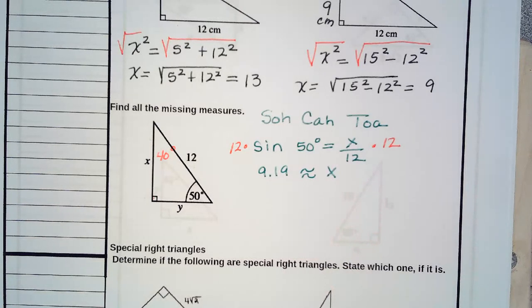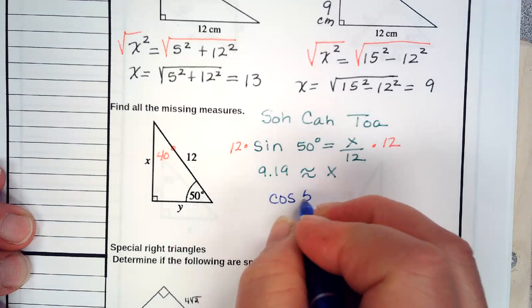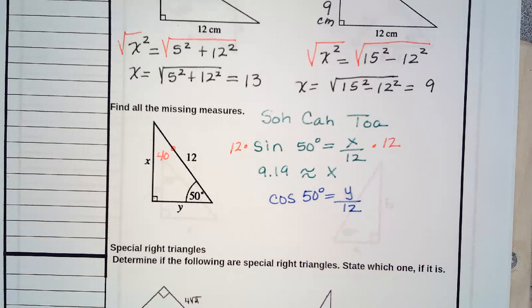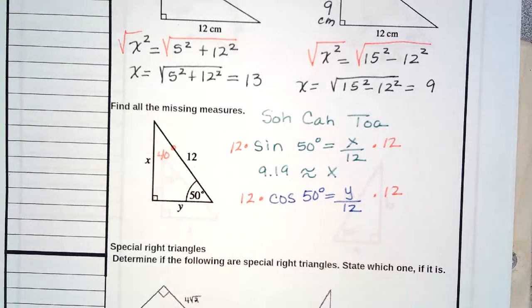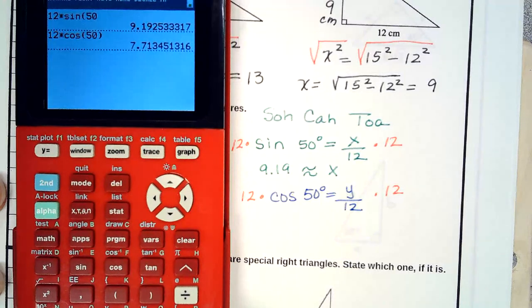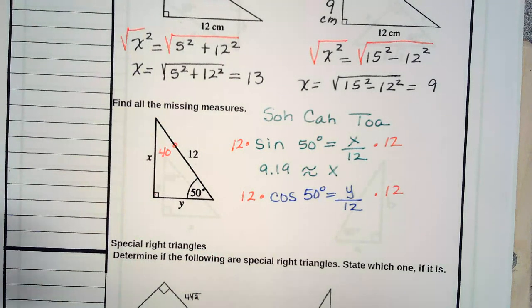So if I use the 40 degrees, I could use sine again. If I use the 50 degrees, I have to use cosine to find y. So the cosine of 50 degrees is equal to y over 12. Once again, I'll multiply both sides by 12 because I've divided by 12. 12 times the cosine of 50, and I end up with 7.713, so that's approximately 7.71.